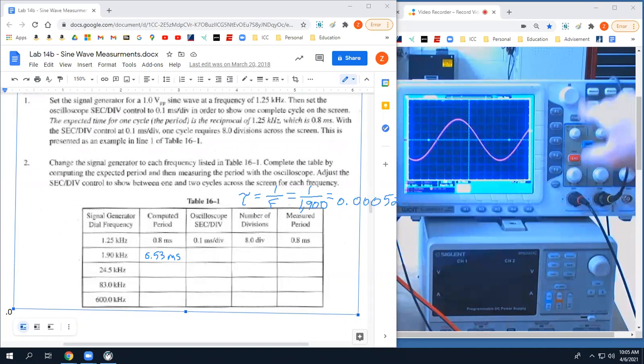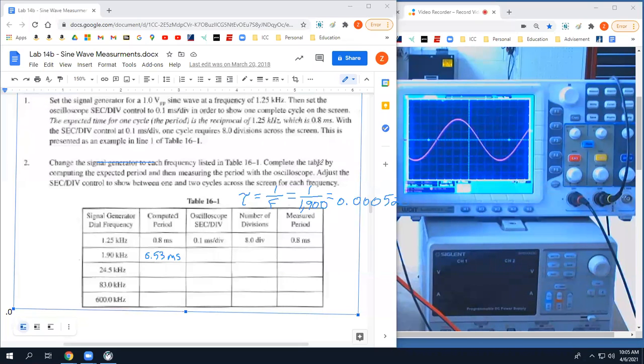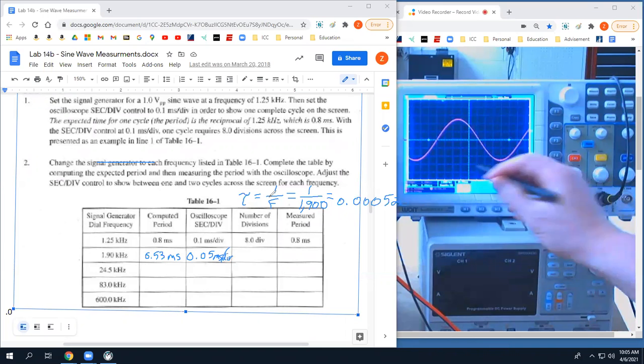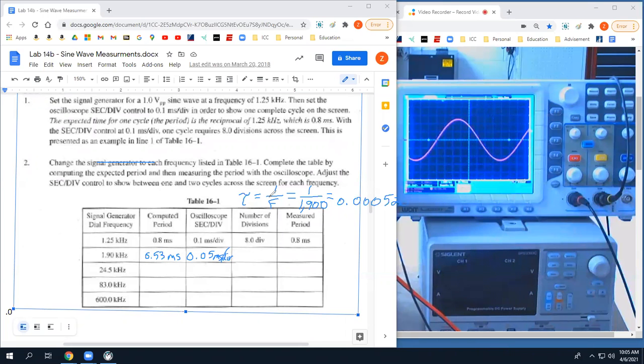So right now, I can count one full cycle, right? But my time per division is 50 microseconds. So I'm gonna write that on the table. How many milliseconds is 50 microseconds? It's 0.05 milliseconds per division. Now I can count my divisions. 1, 2, 3, 4, 5, I'm going to say 5.25 divisions.